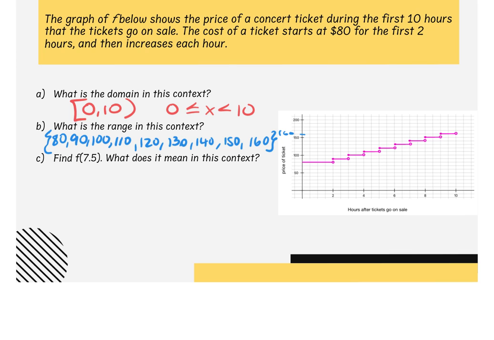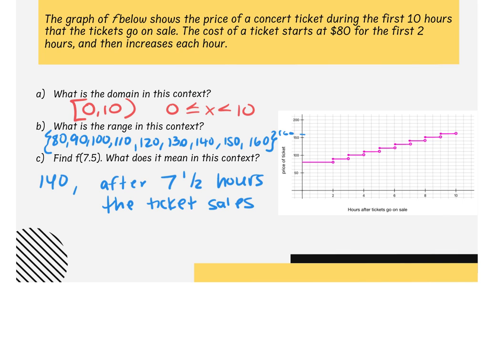All right, C says find f of 7.5, and what does it mean in this context? So 7.5 would be here, right? And we go to the y value, and what's the y value at 7.5? 140. And what does that mean in this context? I'm not sure. Somebody started it. Was that you, Jocelyn? Go. Good. After 7.5 hours, the ticket cost is $140.